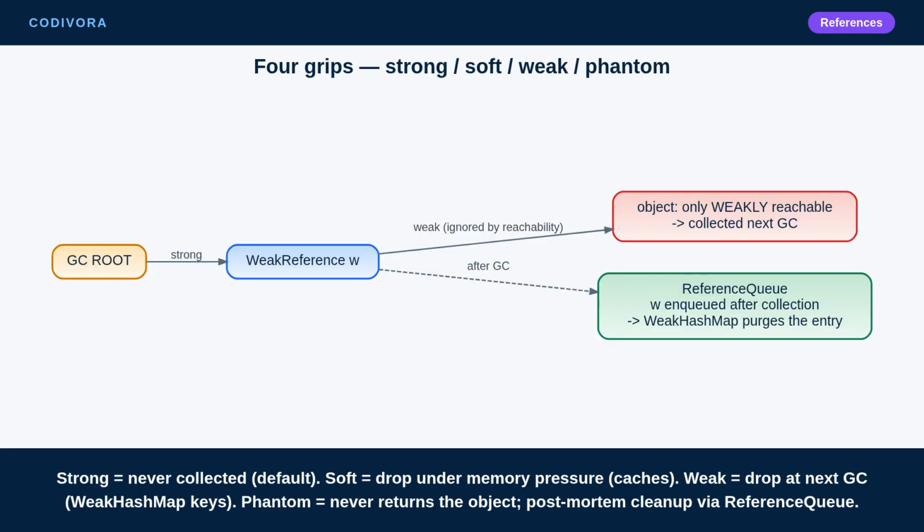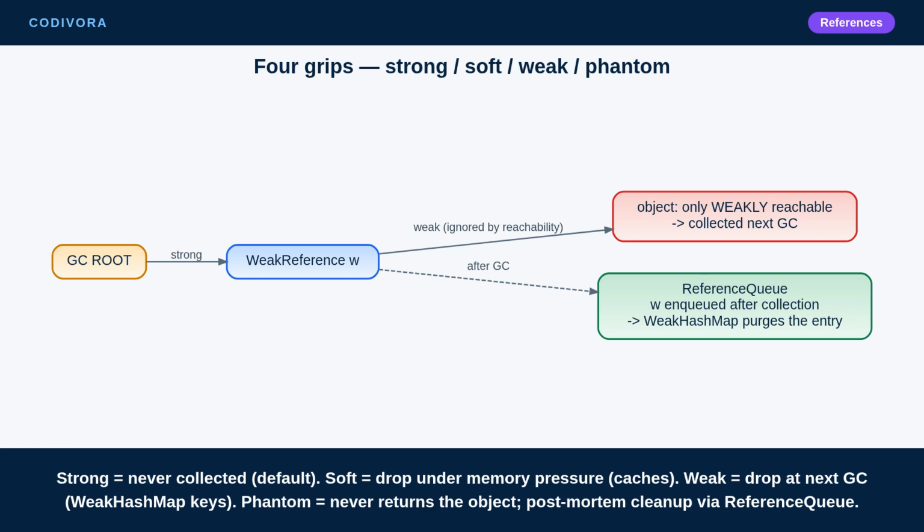Java lets you hold an object with 4 different grips. A strong reference, the default, is a grip so tight the collector can never take the object while it exists. A soft reference is looser. The GC keeps it until memory runs low, then reclaims it, perfect for caches. A weak reference is looser still. The object is collected at the very next GC once no strong references remain, which is how WeakHashMap avoids pinning its keys. And a phantom reference never gives the object back.